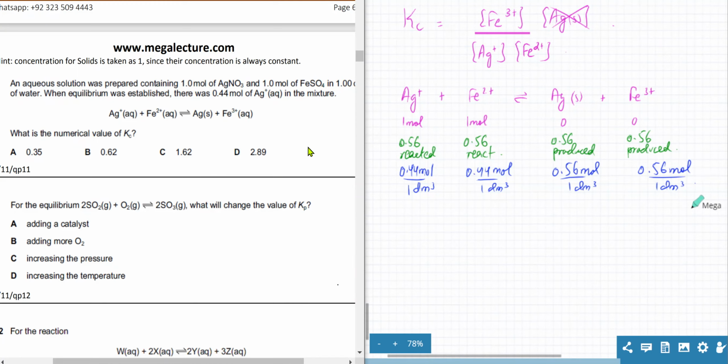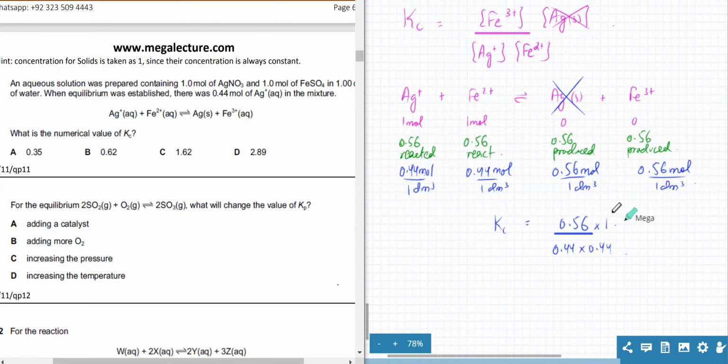And the Kc expression would be 0.56, and the whole thing divided by 0.44 into 0.44. Remember, silver solid is not going to be written in the expression. That will be taken as 1. You can explicitly write 1 or just not write 1. Doesn't really matter. Is this point clear?